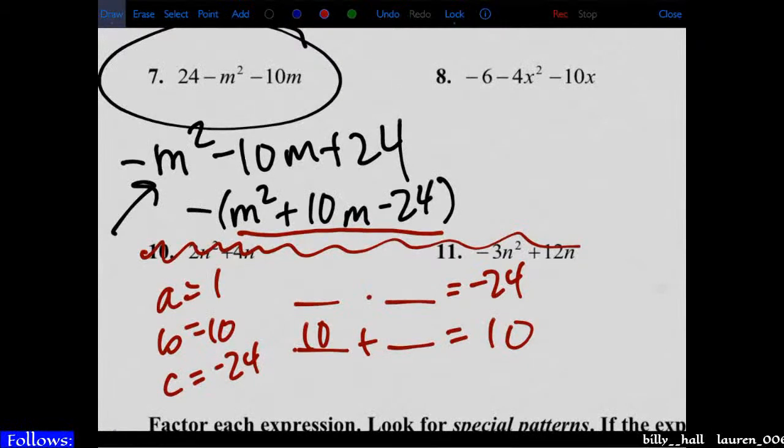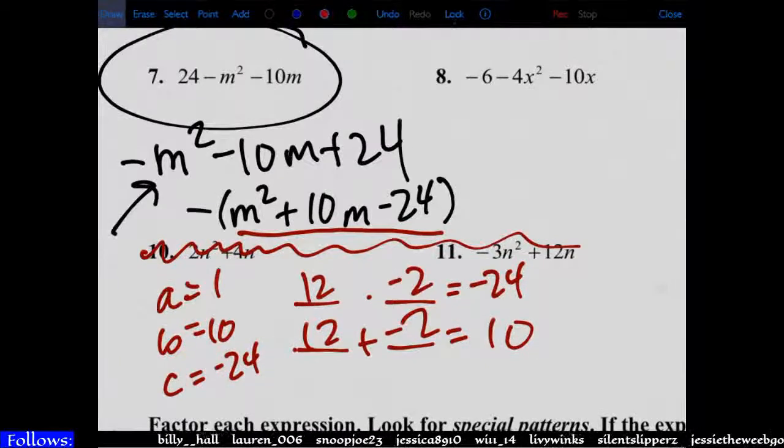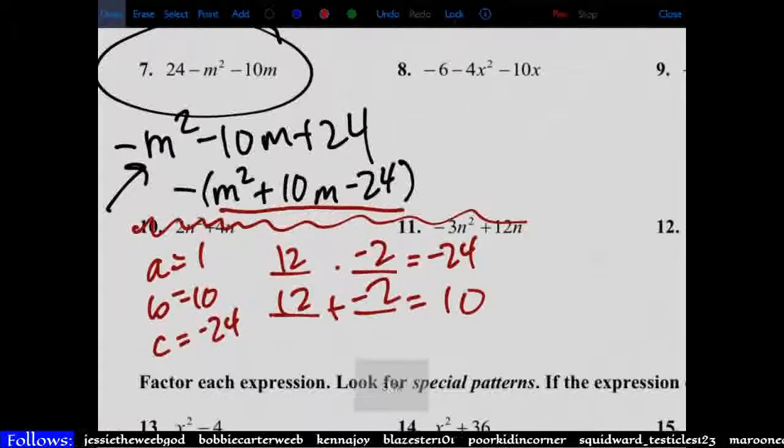What is it? I think I did it wrong. Wait. Oh, it's 12 and negative 2. See if anybody got that. 6 and 4 would have made positive 24, Bobby. Gotta have negative 24. So we do 12 and negative 2. Okay, 12 and negative 2.